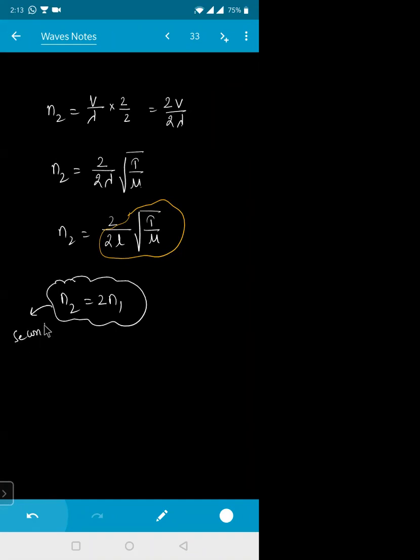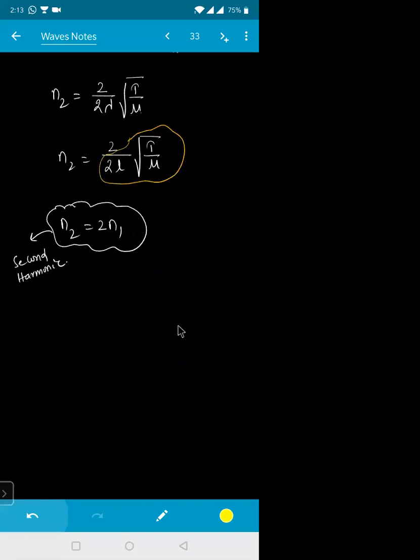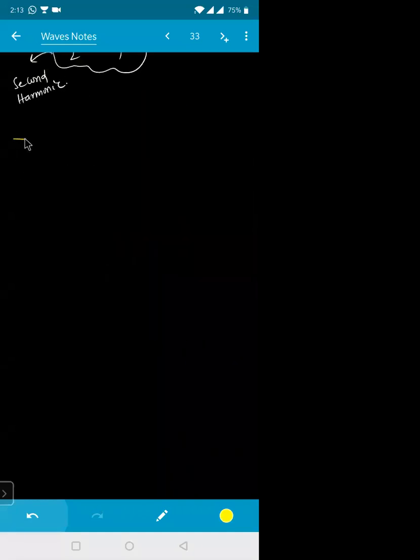Second harmonic. Second harmonic. Is it clear? That means the second harmonic is equal to 2 times the fundamental harmonic, or the second wave will be equal to 2 times your fundamental mode. Is it clear for everyone? Yes, sir. Sure.